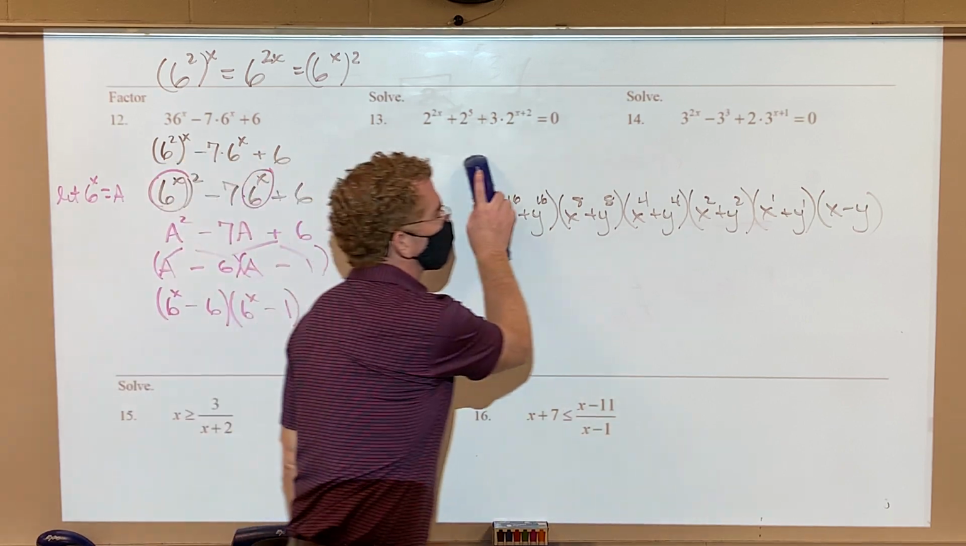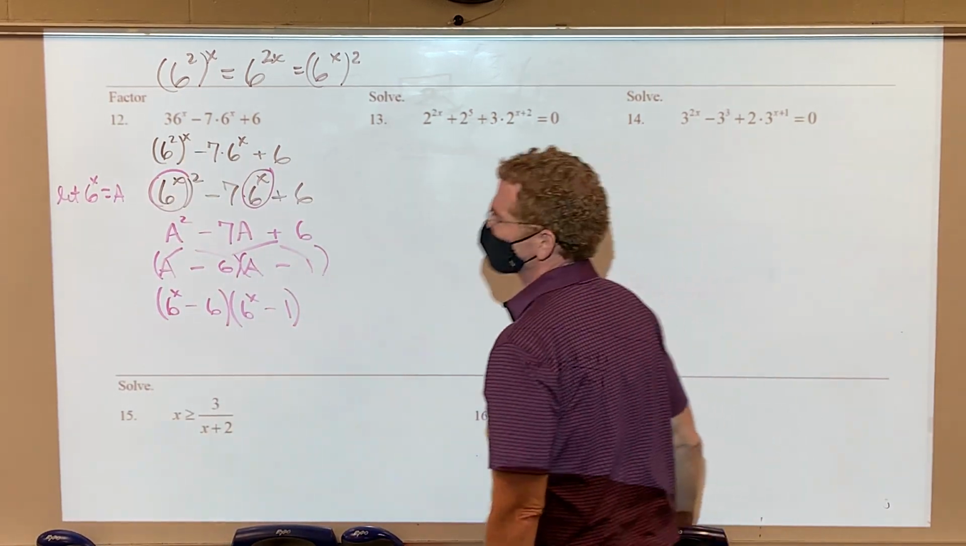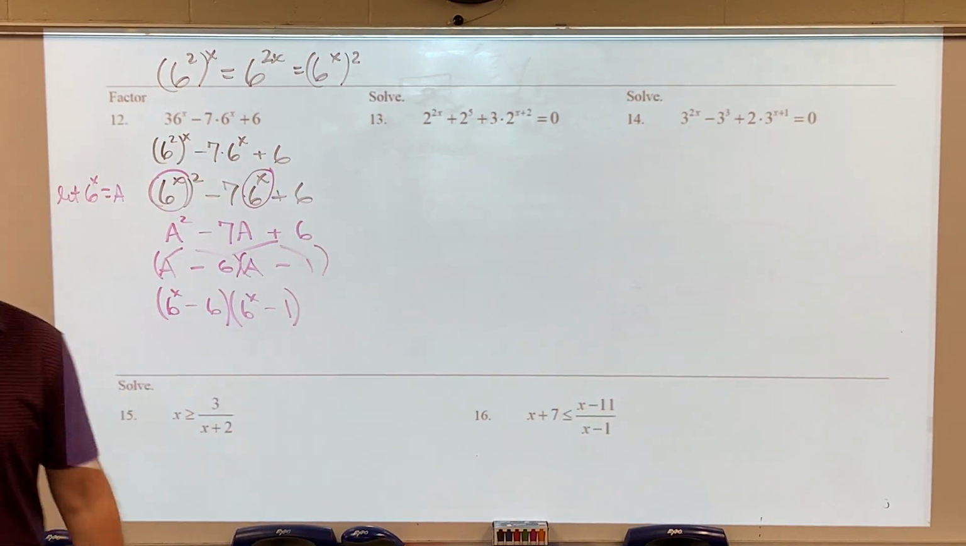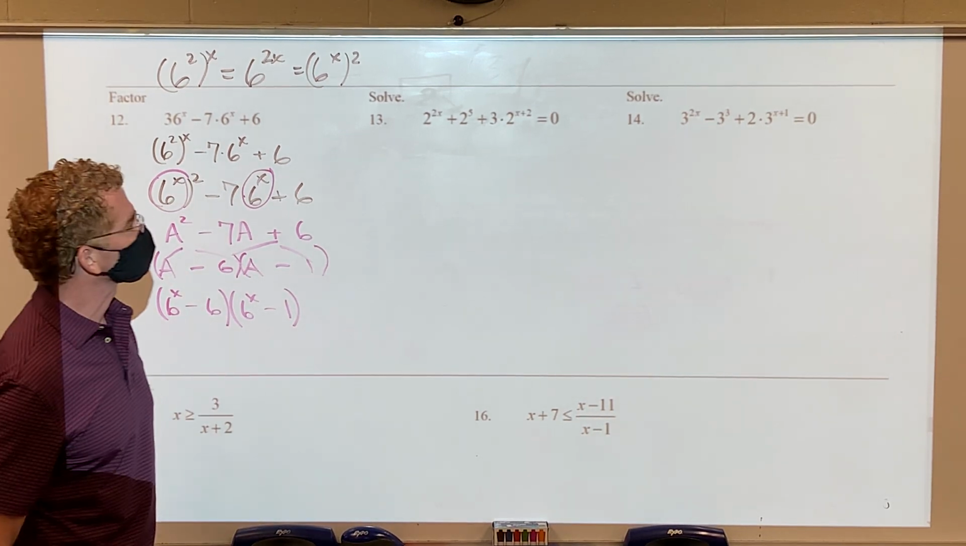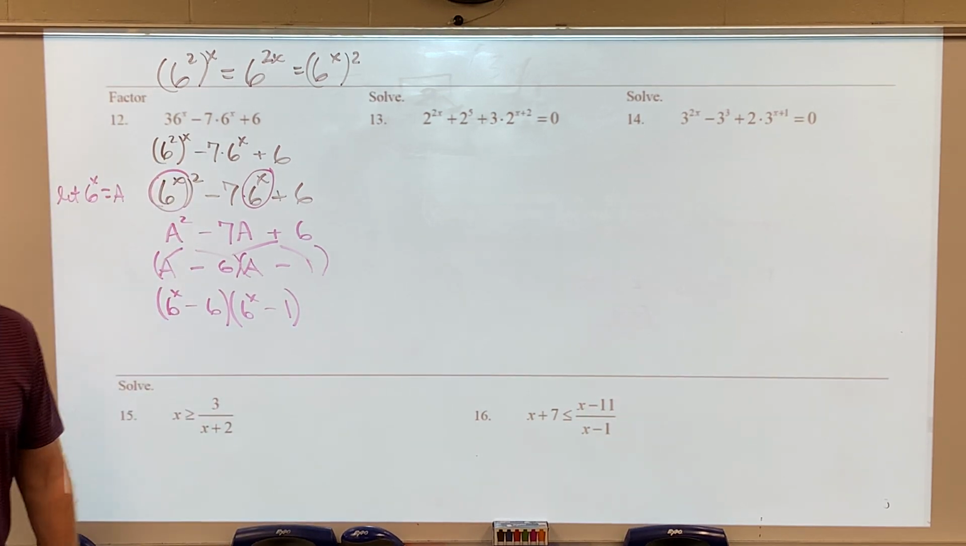Number 13. It's an uglier look. When you look at 13, you smell it, you gotta be like, oh, it's a factoring problem. Smell it from here. Now what do you kind of see? Do you see some kind of common thread in there? They've done a little bit of extra to mess with you here.